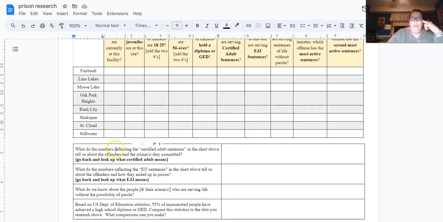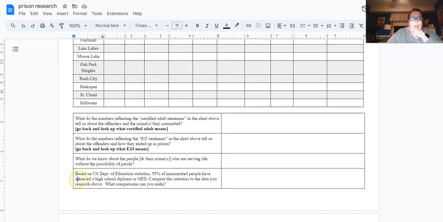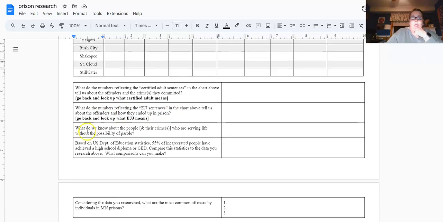First question is, what do the numbers reflecting the certified adult sentences in the chart above tell us about the offenders and the crimes they committed? Go back and look up what certified adult means. Or I may have already given you that information. What do the numbers reflecting EJJ sentences in the chart above tell us about the offender and how they ended up in prison? What do we know about the people and their crimes who are serving life without the possibility of parole?